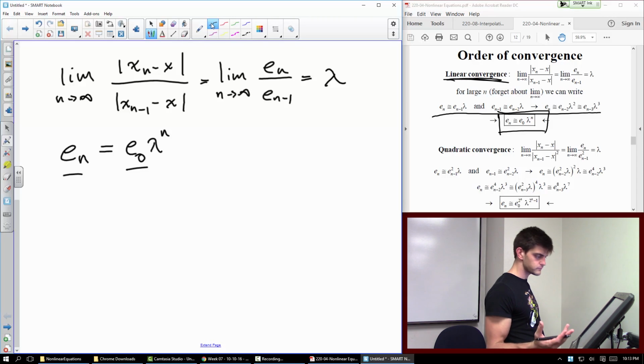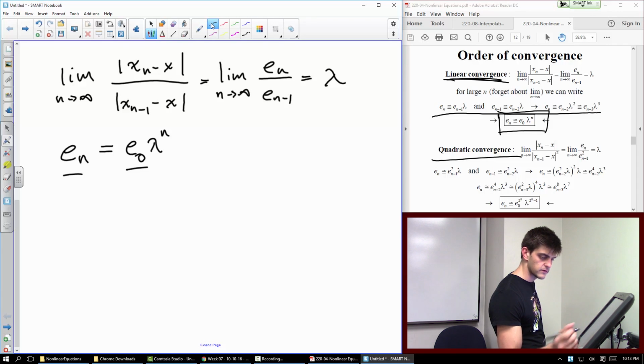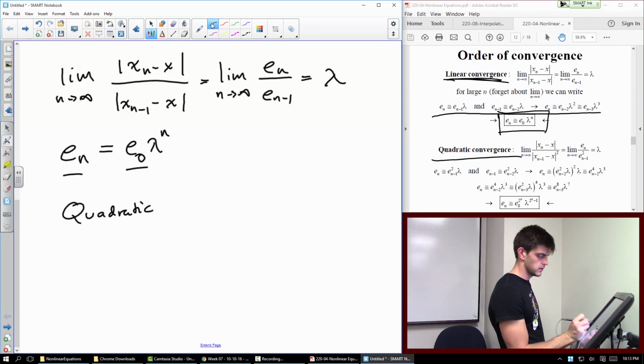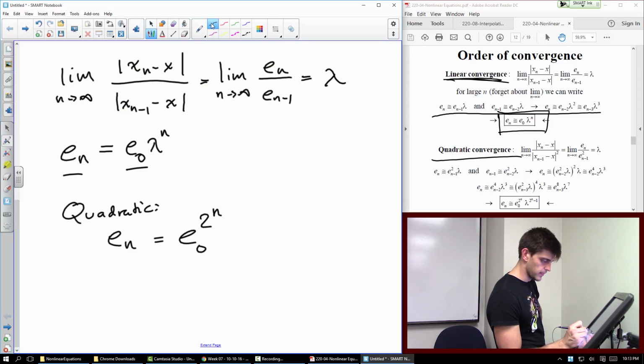There is a similar derivation for quadratic convergence, where you can see how the error decreases quadratically. Basically, it's a faster converging process. And for that, the convergence formula for quadratic is: after n iterations, e sub n equals e naught 2 to the nth, lambda 2 to the nth minus 1. It gets kind of ugly.